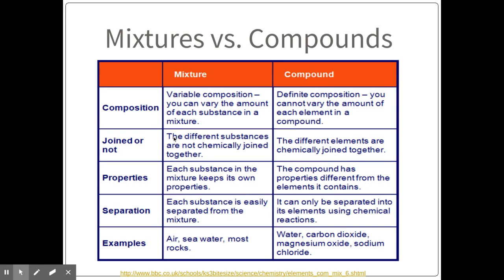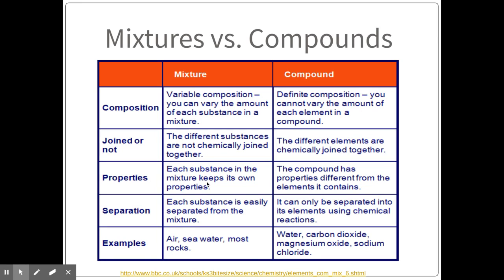Next one is whether they're joined or not. And a mixture has different substances in it that are not chemically joined together. They're simply stirred up or mixed together. Whereas a compound has different elements that are chemically joined by a chemical bond, and only a chemical reaction can separate them.